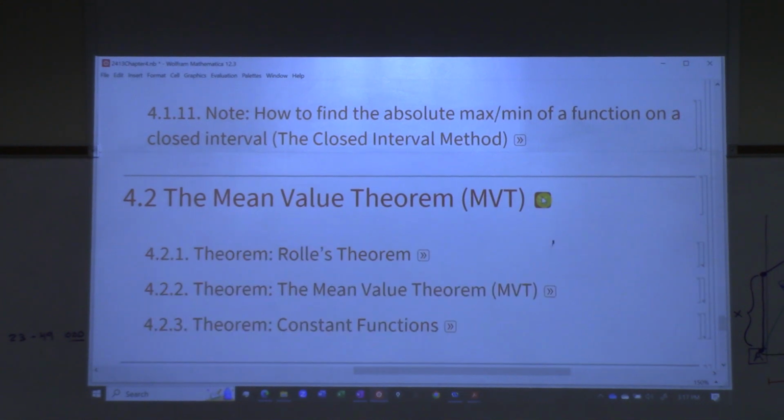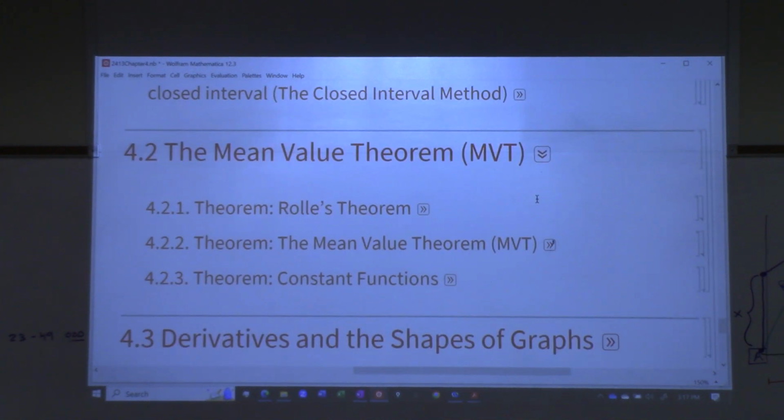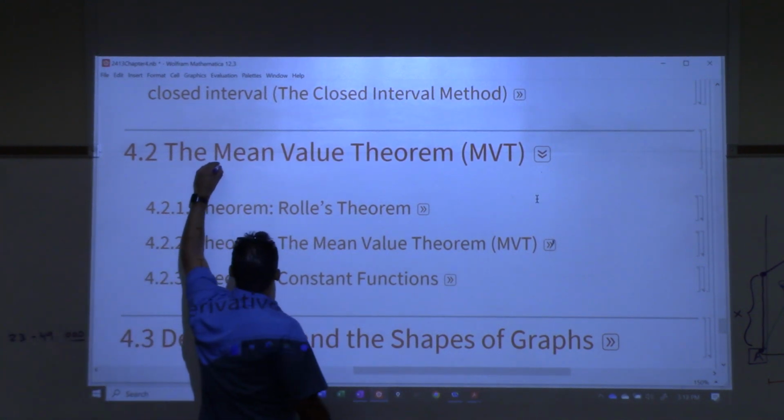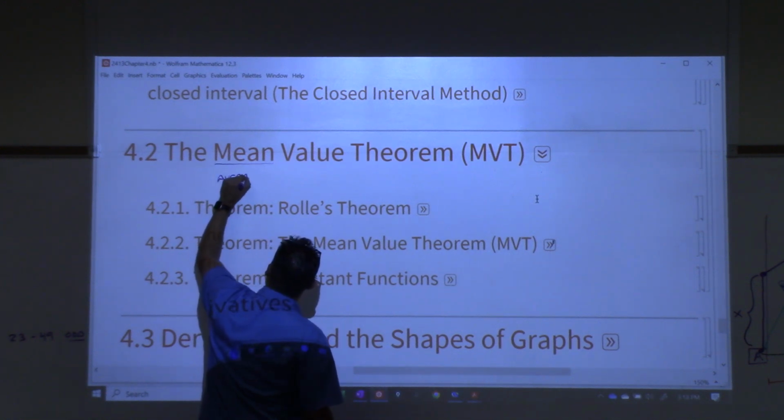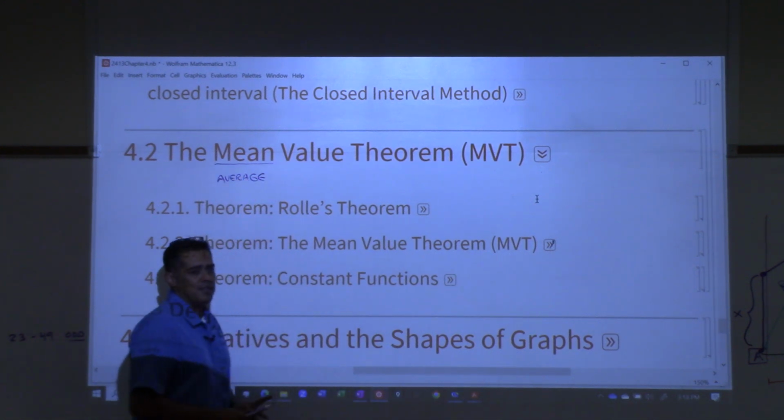The mean value theorem. Now, this is a very short section, all right? We're going to knock this out pretty quick. So the mean value theorem, when we say mean here, we're talking about average. Another word for an average is mean.